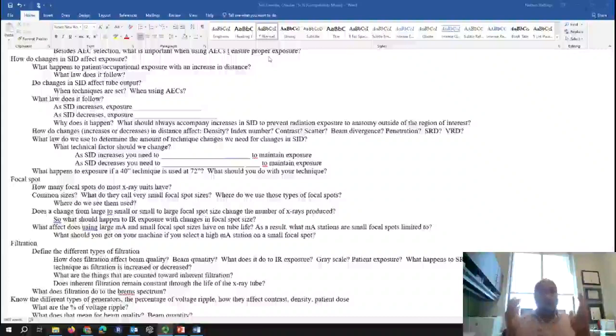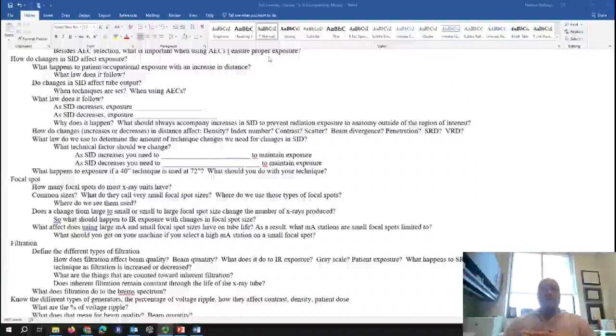If we have a properly collimated X-ray beam at 40 inches and we increase to 72, then if we're taking a chest X-ray on a patient, their entire head and pretty much their entire abdomen is going to be exposed as well. So the purpose is to eliminate that radiation exposure, so we don't create scatter radiation and don't expose patients to radiation they don't need.